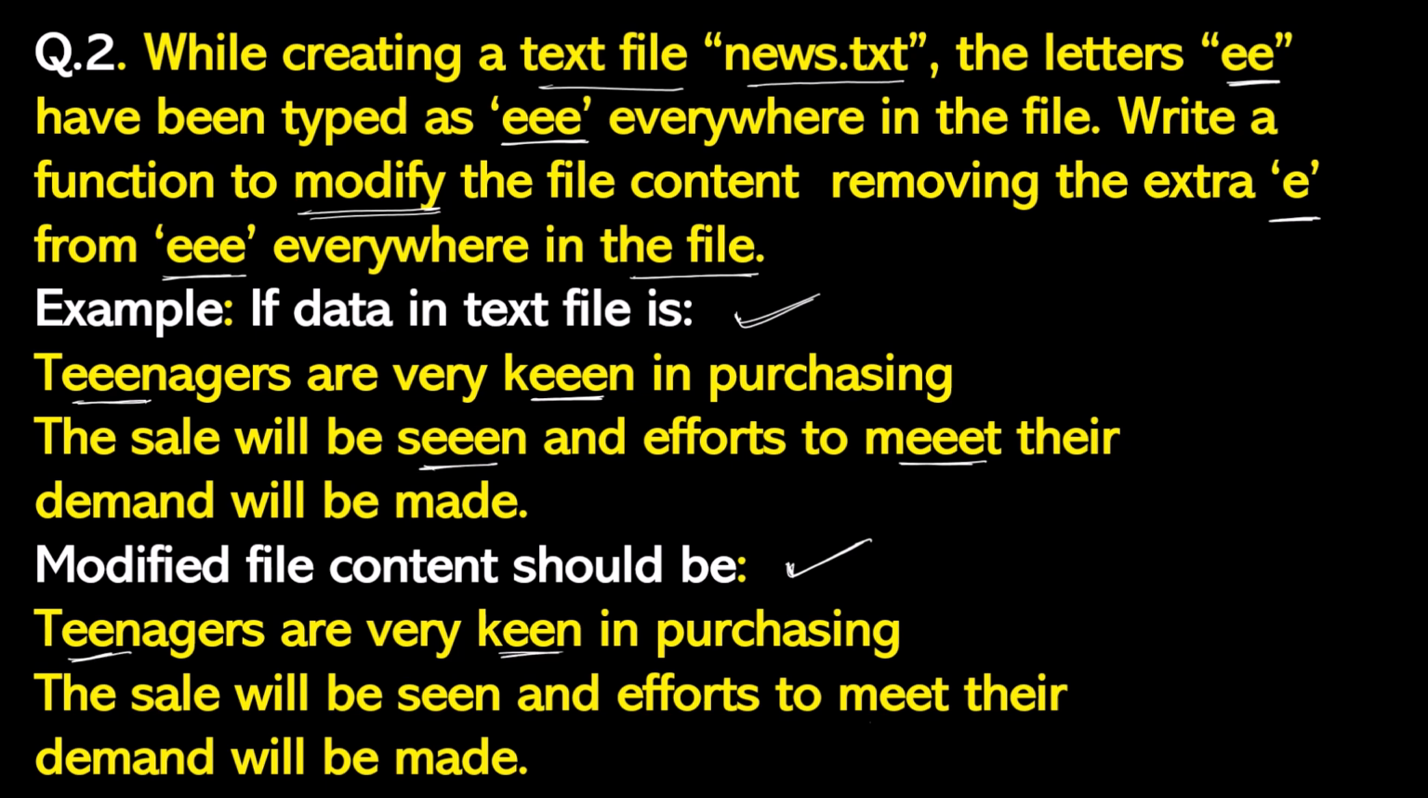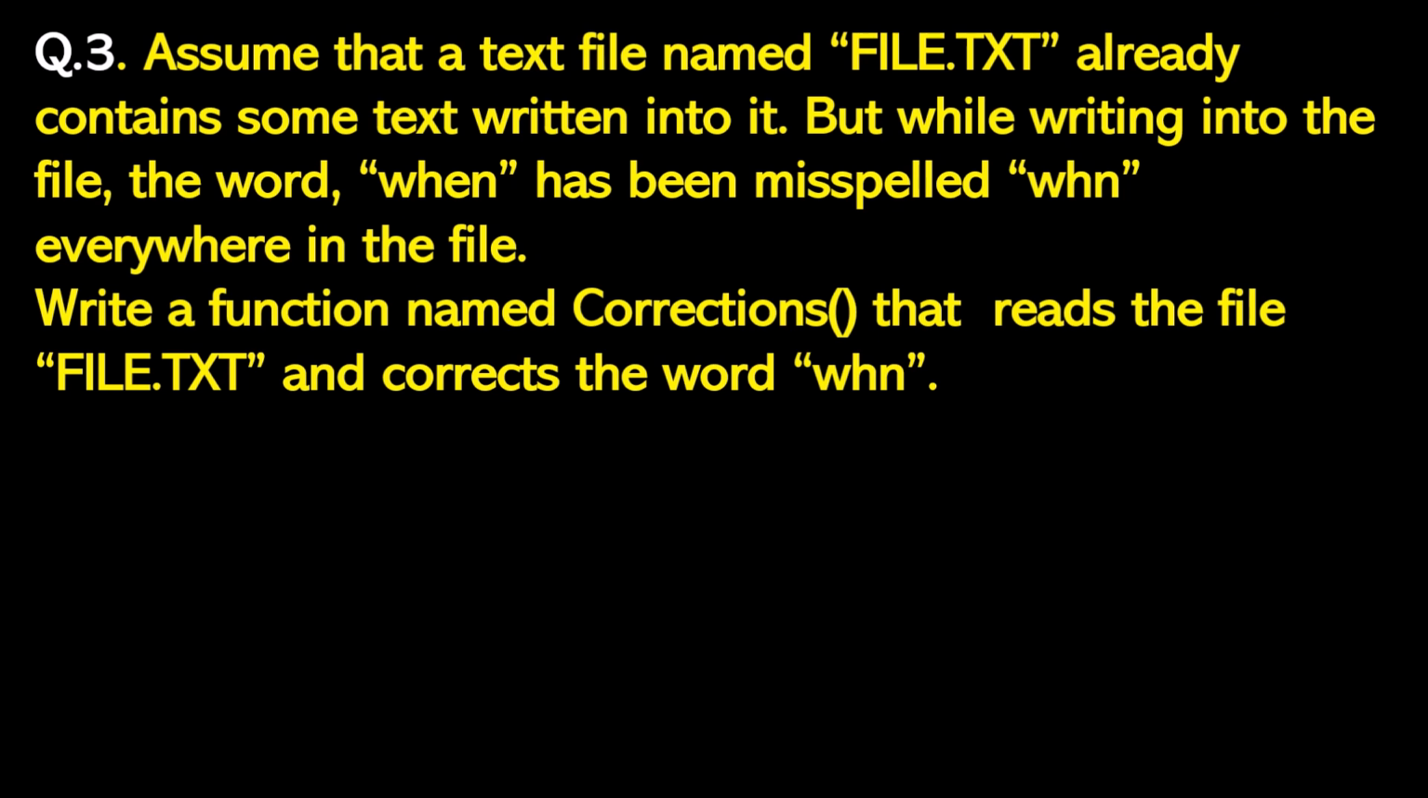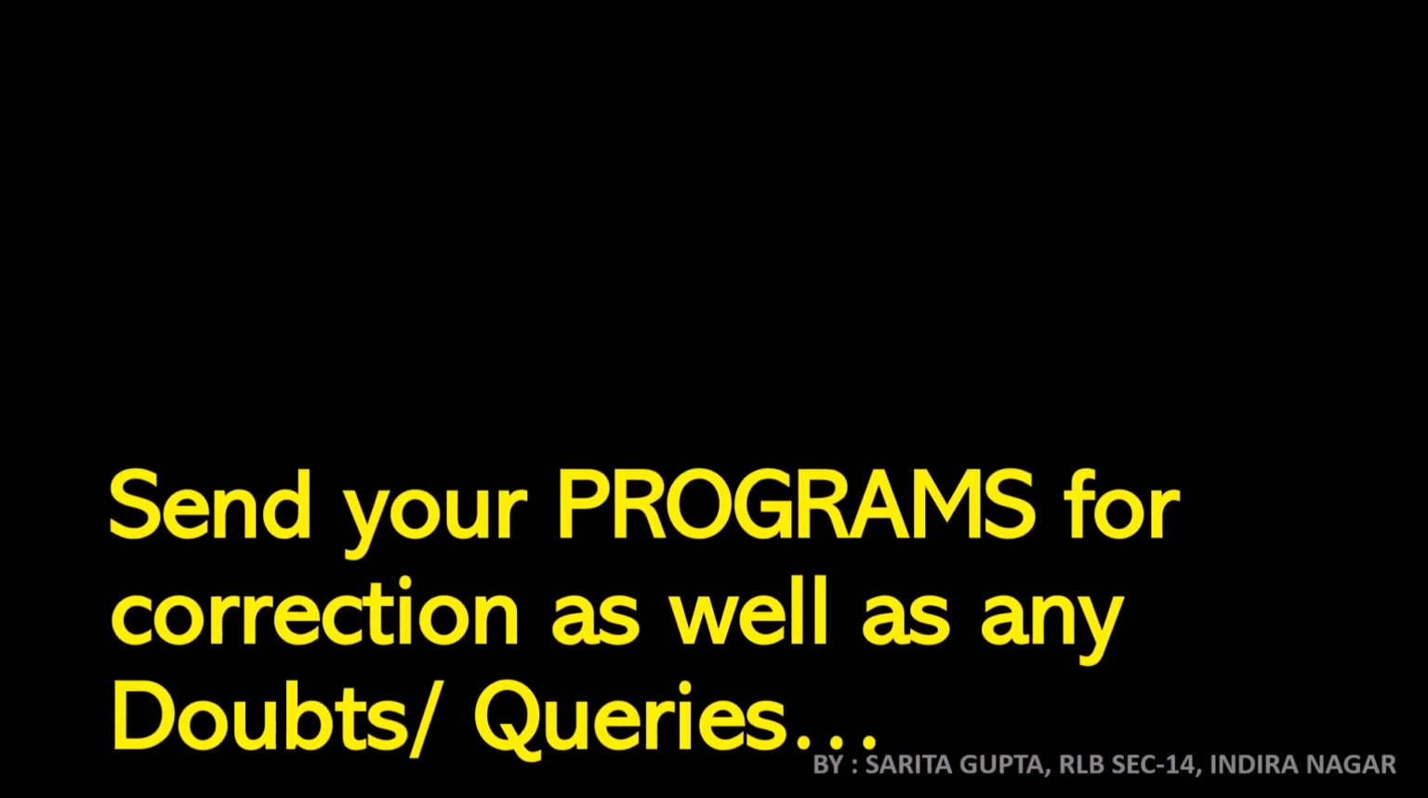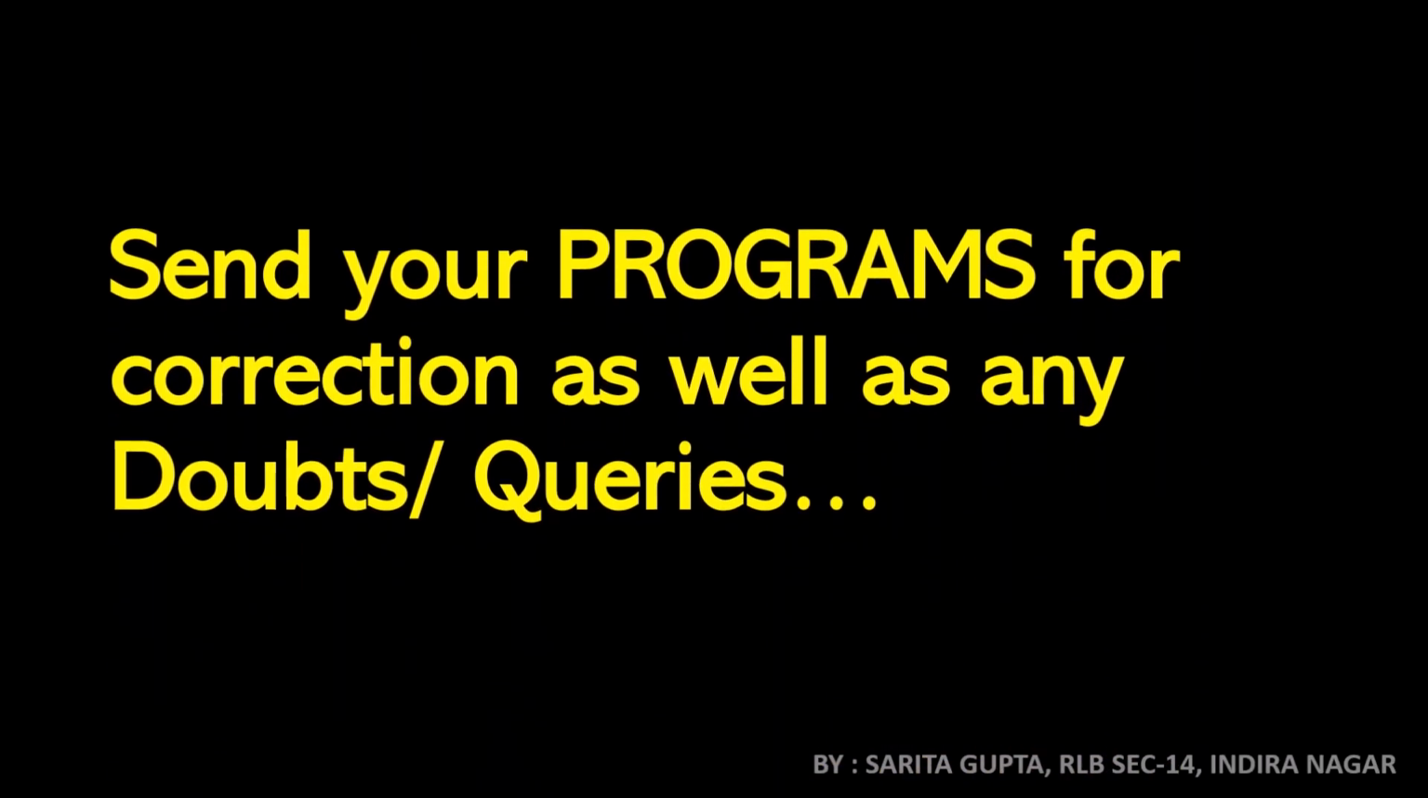The next question is: in a text file file.txt, the word when has been misspelled as WHN everywhere in the file. You have to write a function named corrections that should read the file and correct the word WHN everywhere in the file. Send your programs for correction, and you may also send your doubts or queries if any.